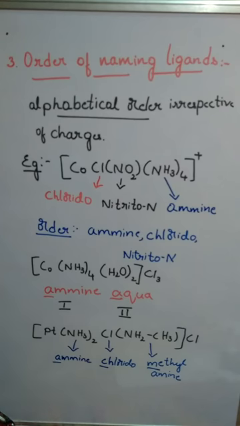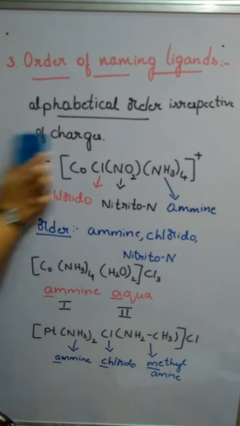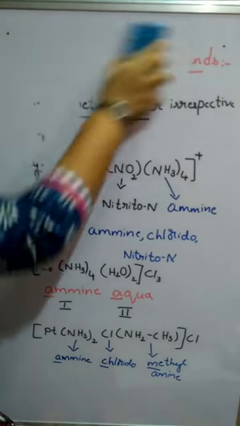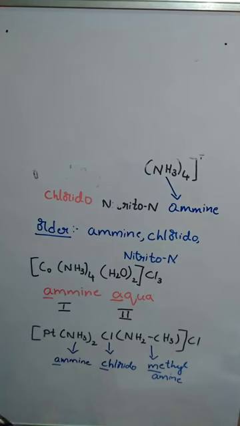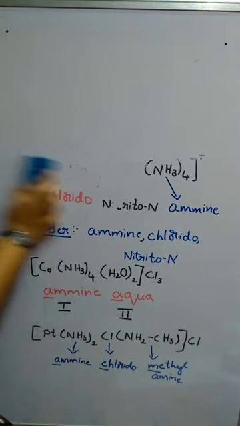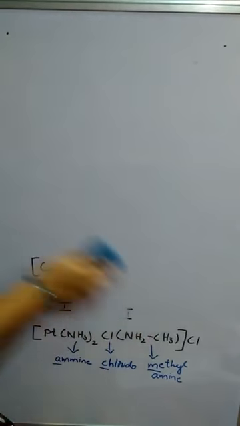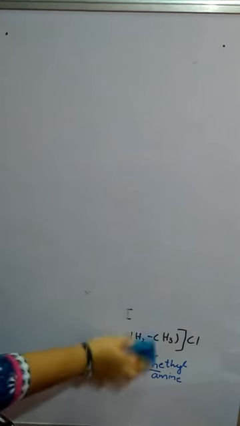Next we'll move on to the numerical prefixes, that is the fourth point. Naming the ligands we have seen, and the order of naming the ligands also we have studied. Next we'll move on to the prefixes, numerical prefixes for ligands. Fourth one.